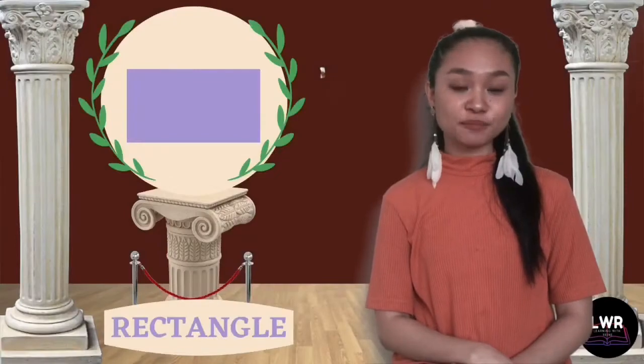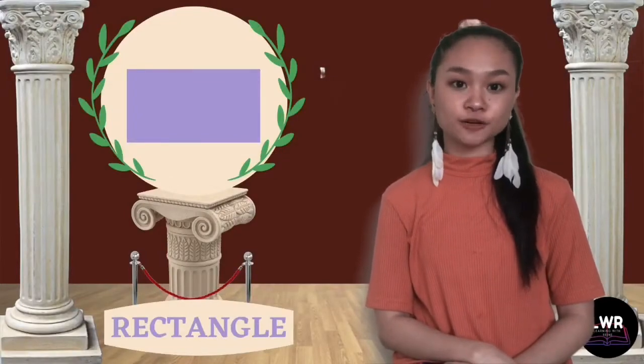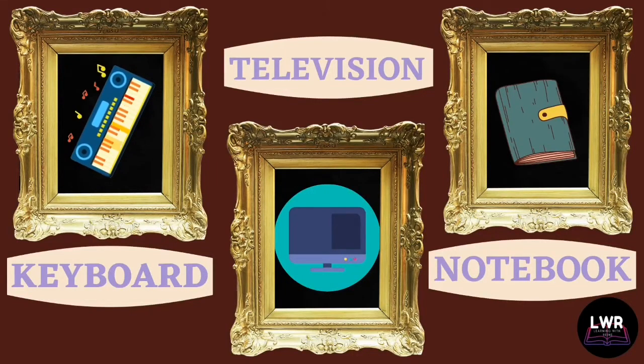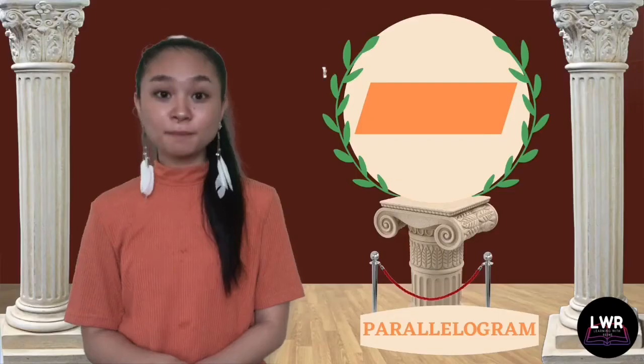The sixth shape is a rectangle, which is a quadrilateral figure. It can also be defined as a two-dimensional figure containing 4 straight sides and 4 right angles. A piano keyboard, television, and notebook are objects that have rectangular shape. Included in the list are microwave oven, mobile phone, and refrigerator.